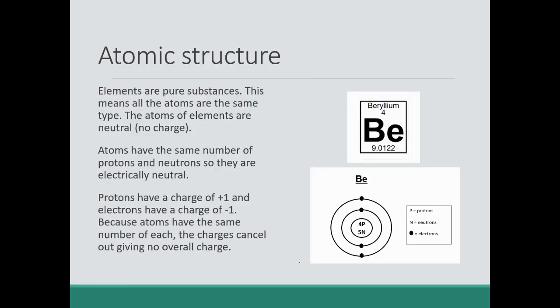So this is another example, beryllium. So all the atoms of beryllium are the same. They all have 4 protons and 4 electrons. So the electron configuration is going to be 2 and then 2. So beryllium has 2 valence electrons. It's quite a small atom.